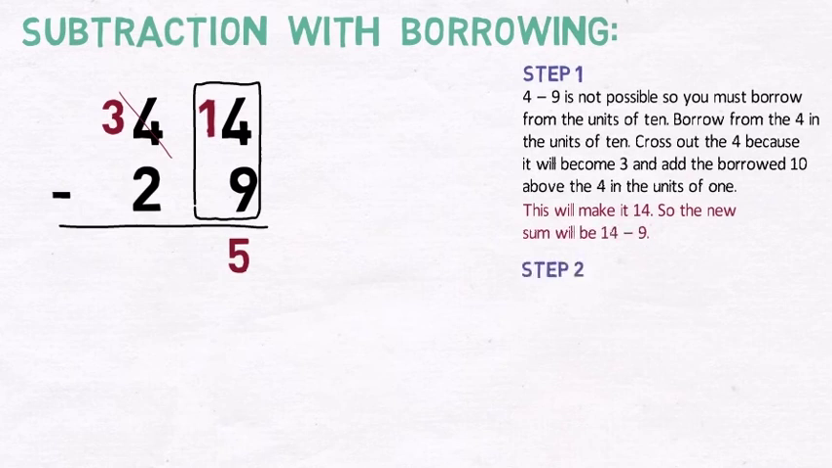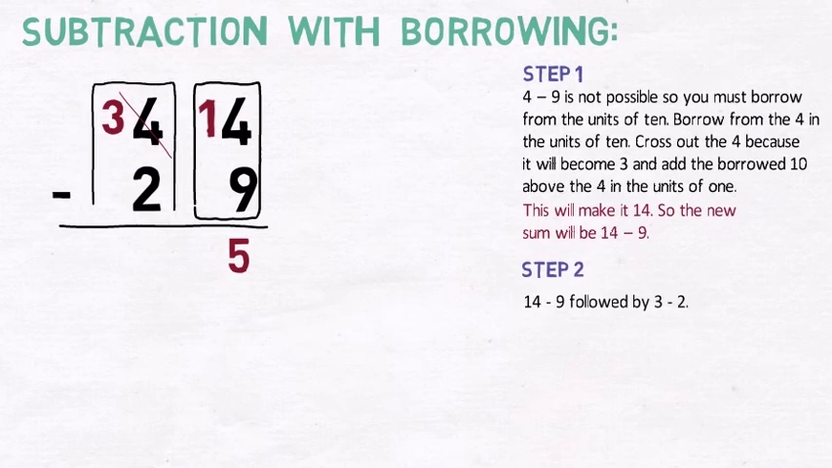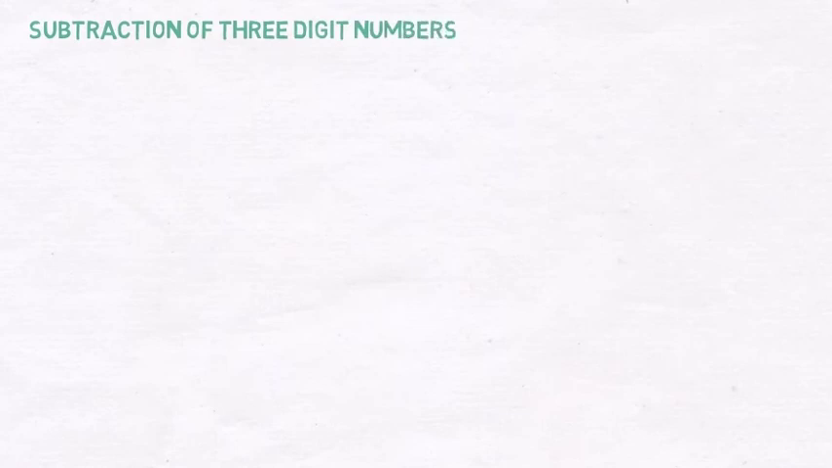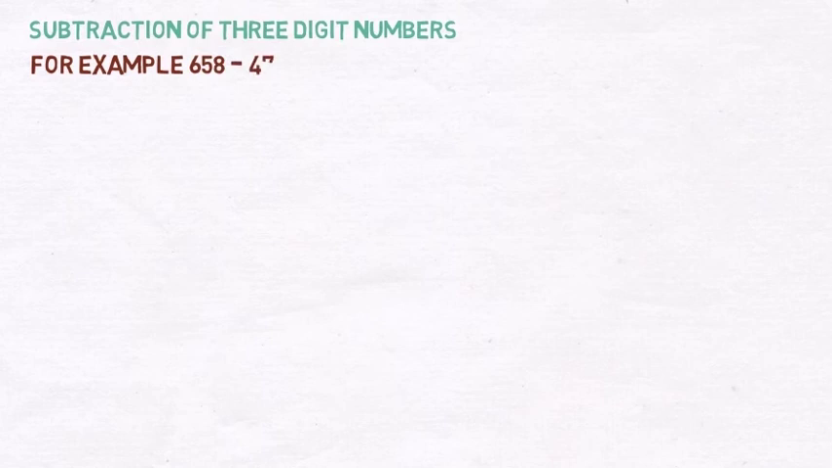Step 2. 14 minus 9 followed by 3 minus 2. Subtraction of three-digit numbers. For example, 658 minus 472.